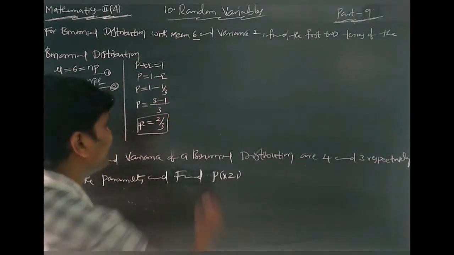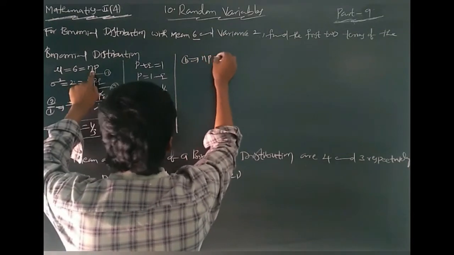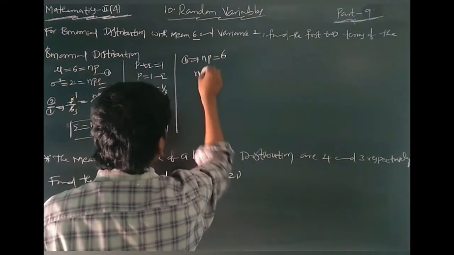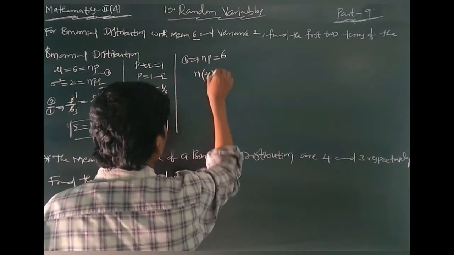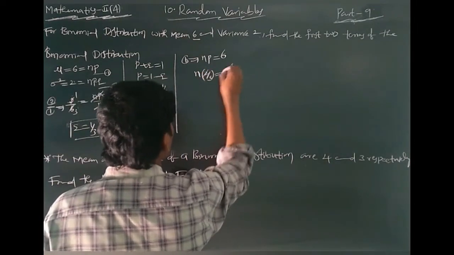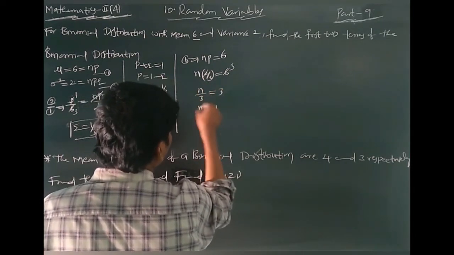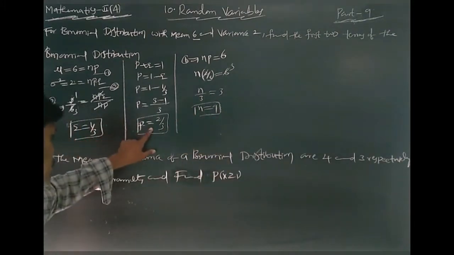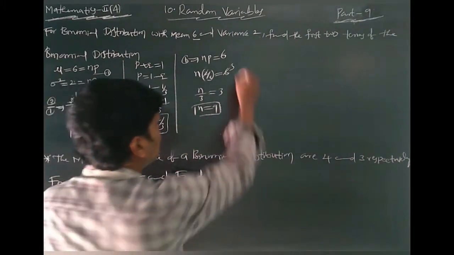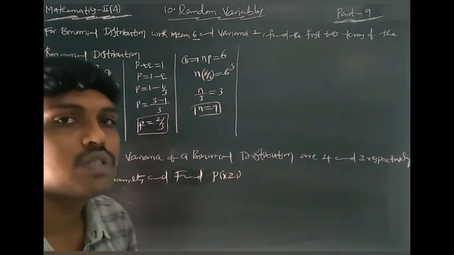After that you can find n. From equation 1, n into p is equal to 6. n into what is the value of p? p value is 2 by 3, so n into 2 by 3 is equal to 6. 2 ones are 2, 3 twos are 6. n by 3 is equal to 3. n is equal to 3 threes are 9. What are the parameters? n value is 9, p value is 2 by 3, q value is 1 by 3. This is totally completed.